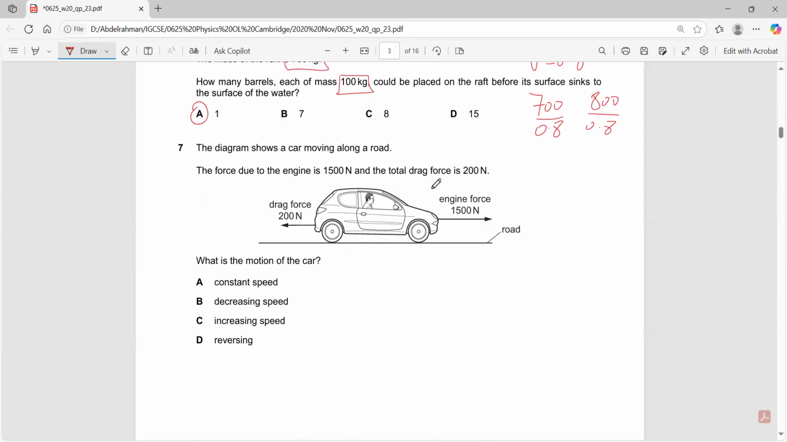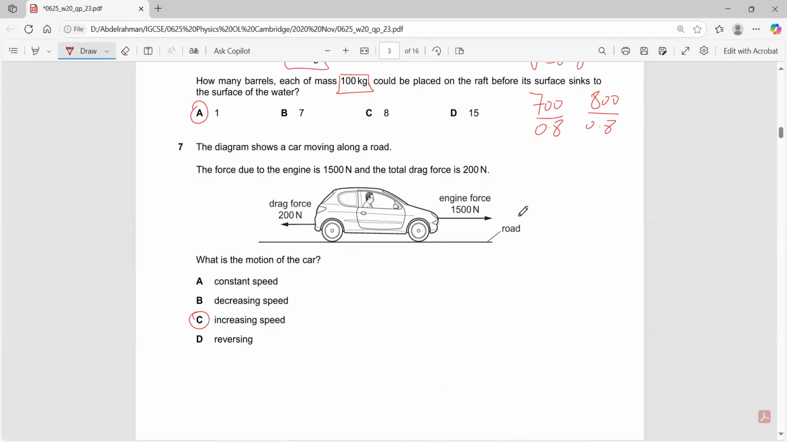Question 7. Diagram shows a car moving along a road. The force due to the engine is 1500. The total drag force is 200. What's happening to the motion of the car? Isn't the driving force greater than the resisting forces? Yes, it is greater. So the car is accelerating, or the speed is increasing.